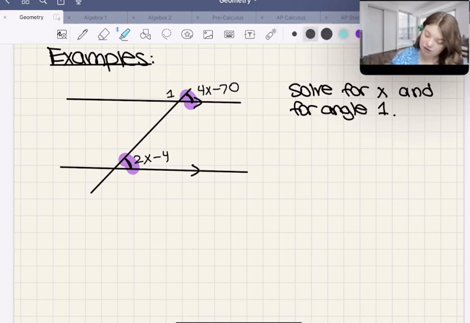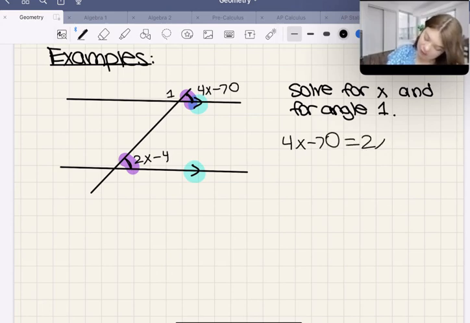So it's important to note that corresponding angles are only congruent when the lines are parallel. Now, in this case, the lines are parallel, and so we can come to the conclusion that corresponding angles are congruent. For that reason, we can say that 4x minus 70 is equal to 2x minus 4, and then we can just solve for x from there.